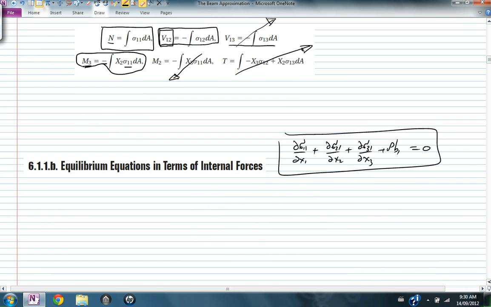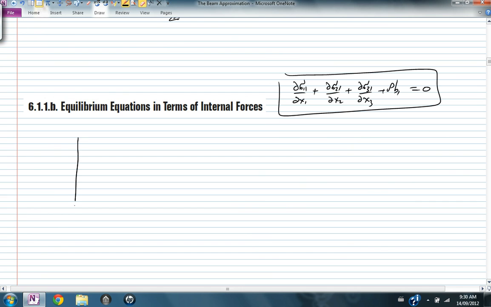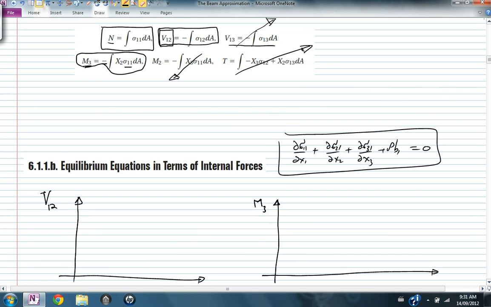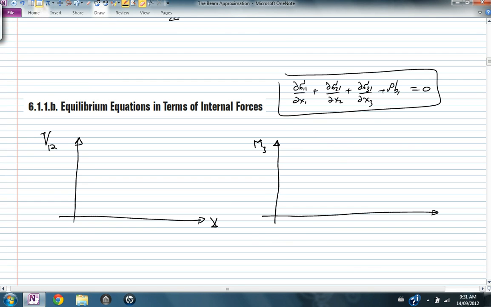So in order to write an equilibrium equation, or any differential equation, we need to assume that something is continuous. So we are starting from shear, which is V12, normal force, and moment. So we've got V12 and M3. And if this is the length of the beam, I assume that the shear force is continuous over the length of the beam and smooth. And also M3 is continuous and smooth across the length of the beam. So what does this help me do?